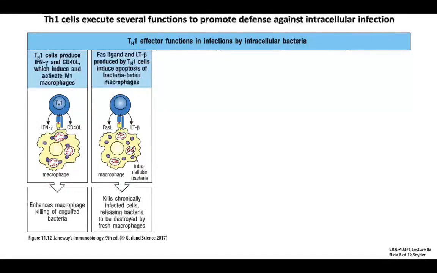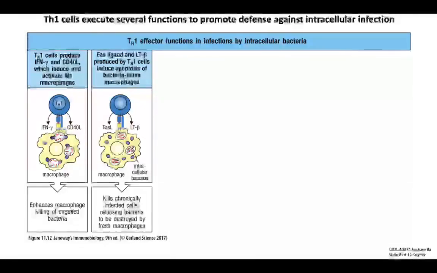Th1s are a good example to use when discussing a comprehensive immune response because they produce a lot of different effector molecules that can promote defense from intracellular pathogens. Th1s can secrete interferon gamma to activate inflammatory macrophages, which are also referred to as classical or M1 macrophages. So these activated macrophages produce inflammatory cytokines and bactericidal molecules like ROS, which makes them better at clearing bacteria.